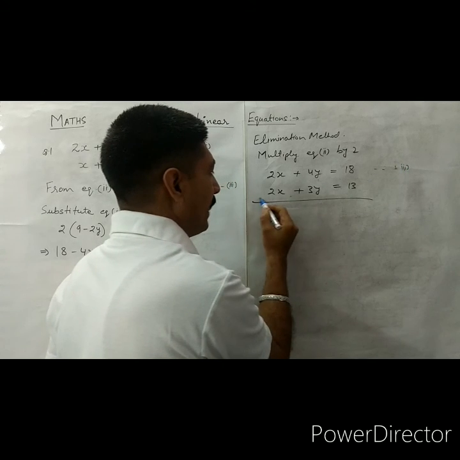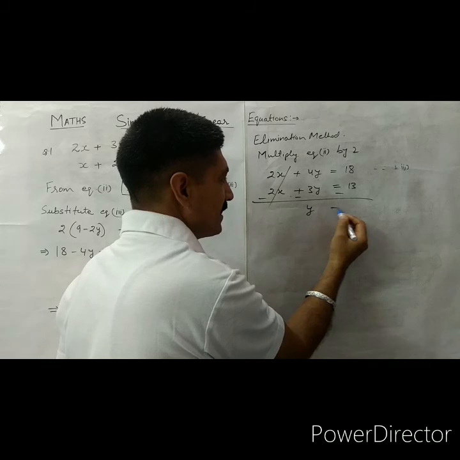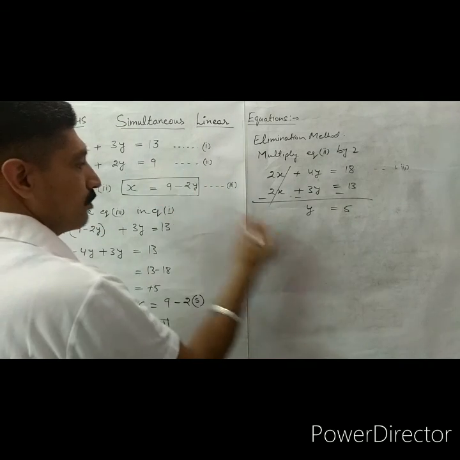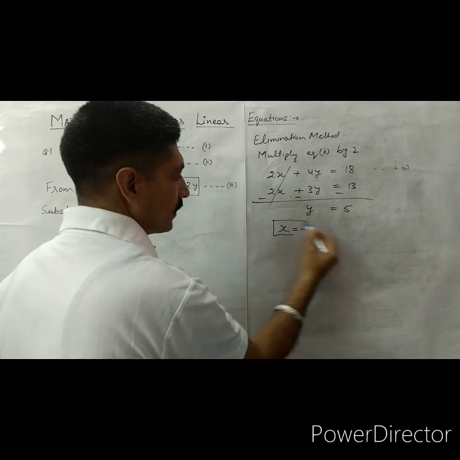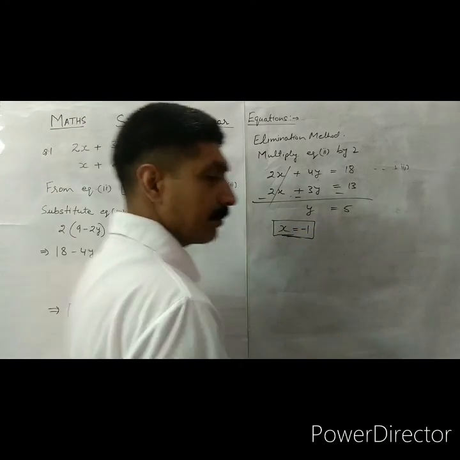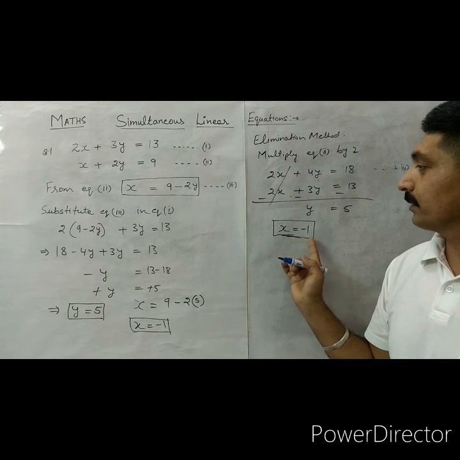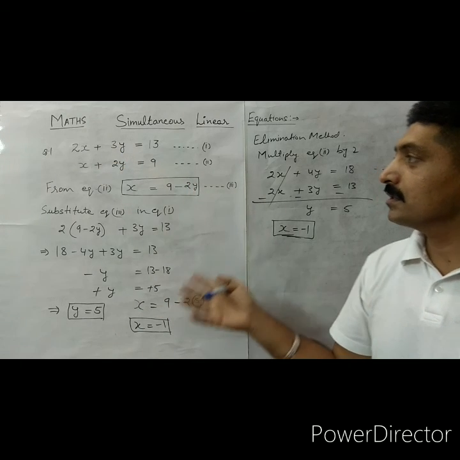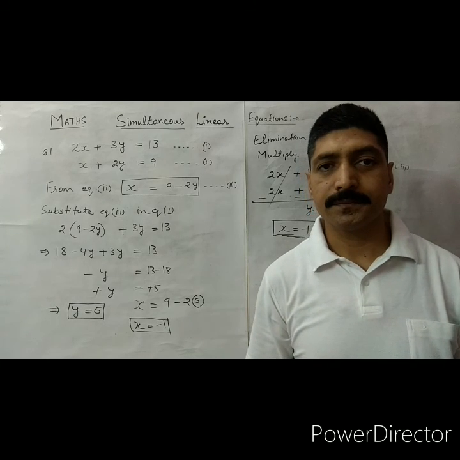So here minus, minus, minus. So here we have y is equal to 5, and again substituting the value of y in any equation, we will get x is equal to minus 1. So I hope you are very much clear that the elimination method is an easy one. So if we check the question, we can opt for any of the methods.